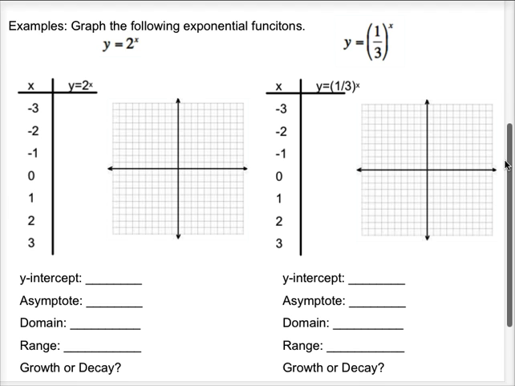Now, I've got the table started for you. So basically all you're doing is choosing some nice values, a couple negative, 0, a couple positive, just to get an idea of what is happening. So y equals 2 to the x, and I'm going to plug in -3 for x. So basically we have 2 to the -3, or what your calculator is going to tell you is 1/8 or 0.125.